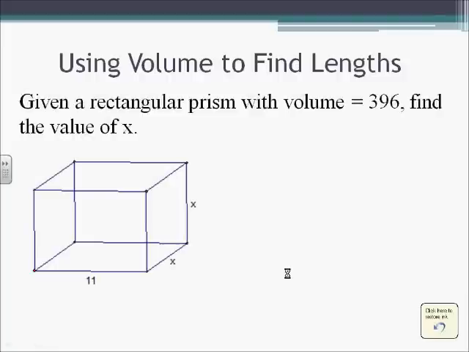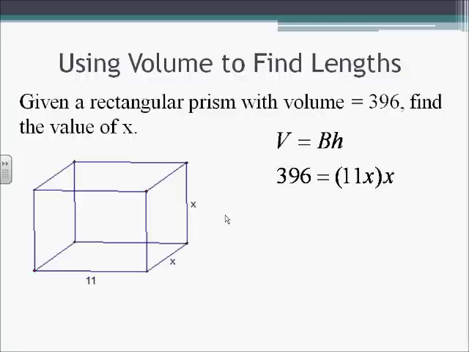Alright, here we can also use the volume to find lengths then. Here we're given a rectangular prism with a volume of 396. We need to find the value of x. So we know our volume is going to be the area of the base times the height. So in our case we're going to have 11x times x for a volume. So we just plug in what we know.